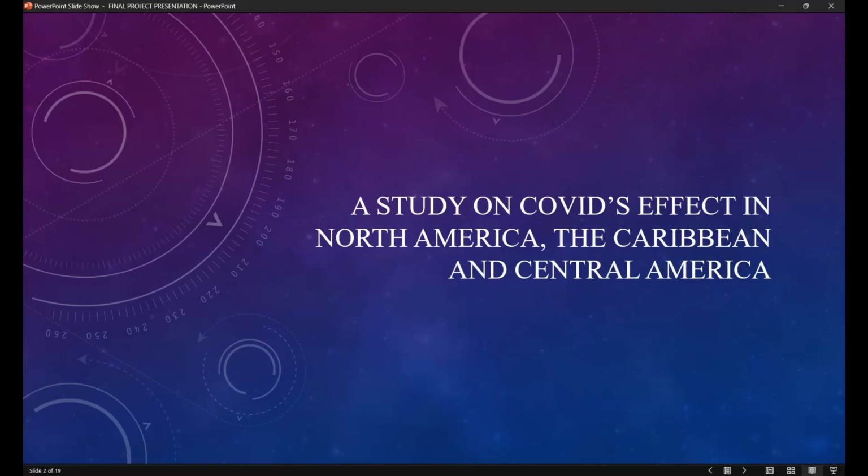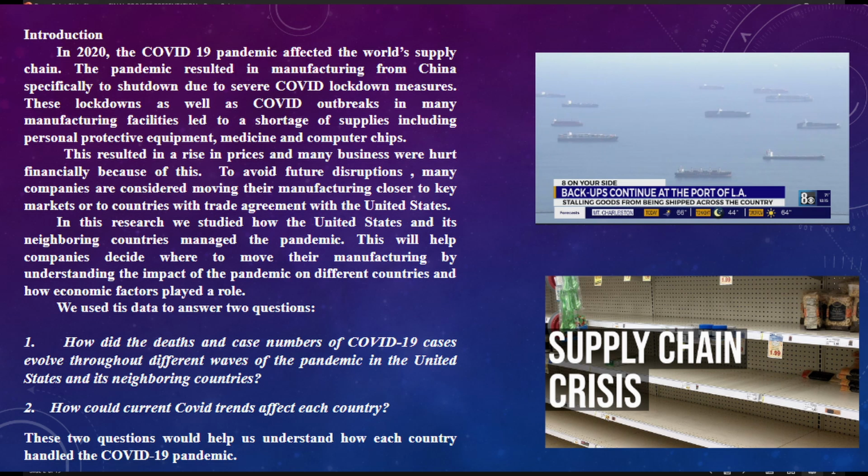And our project includes a study on COVID's effect in North America, the Caribbean and Central America. Coming to the introduction, everyone knows that in 2020 the COVID-19 pandemic affected the world's supply chain. The pandemic resulted in manufacturing from China specifically shutting down due to severe COVID lockdown measures. These lockdowns, as well as COVID outbreaks in many manufacturing facilities, led to a shortage of supplies, including personal protective equipment, medicine, and computer chips.